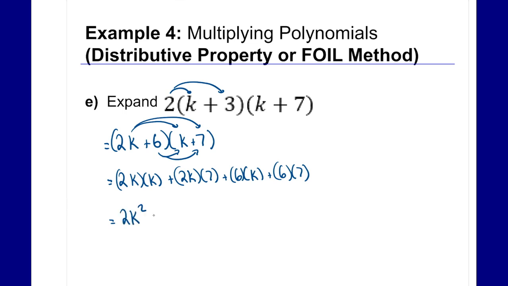So we get 2k squared plus 14k plus 6k plus 6 times 7, 42. Now I would recommend drawing the arrows. Draw the arrows for sure, just to make sure that you know what you're multiplying. Even if you do one at a time and say 2k times k, that's 2k squared, and write that answer down, that's fine as well. But I would definitely recommend drawing the arrows so you know what you're multiplying.